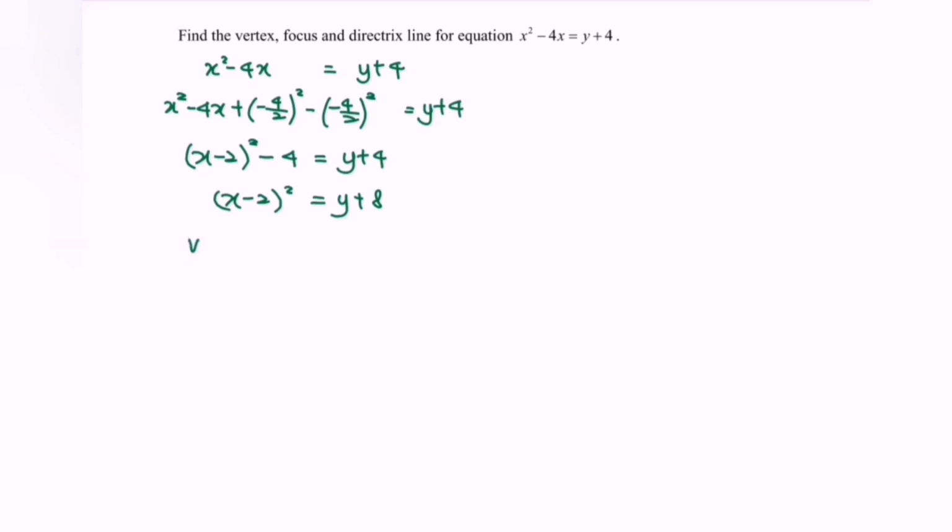Step number 2 is to find the vertex. So where we have 2 and negative 8 as a vertex. Step number 3 is to compare the right hand side, where we have 4p is equal to 1. So p will be equal to 1 over 4. And the value p is greater than 0. So it means that the parabola will open upward.